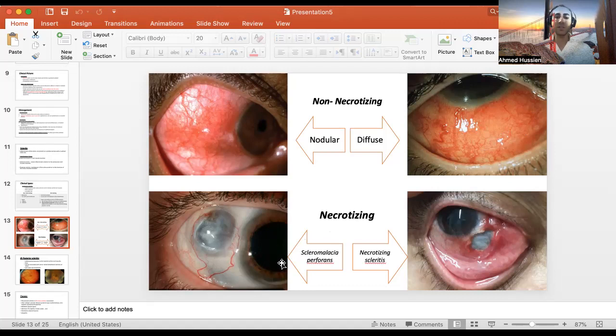Here, what is called scleromalacia perforans, where there is perforated sclera without much inflammation around the eye. There is no inflammation in the scleral tissue. But here, there is tissue necrosis and there is inflammation all around. So this is the necrotizing scleritis with inflammation.